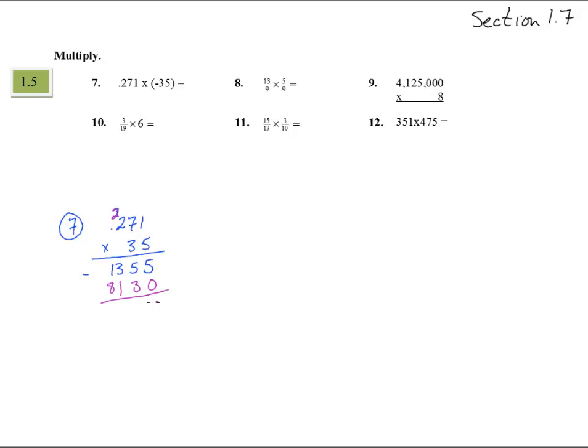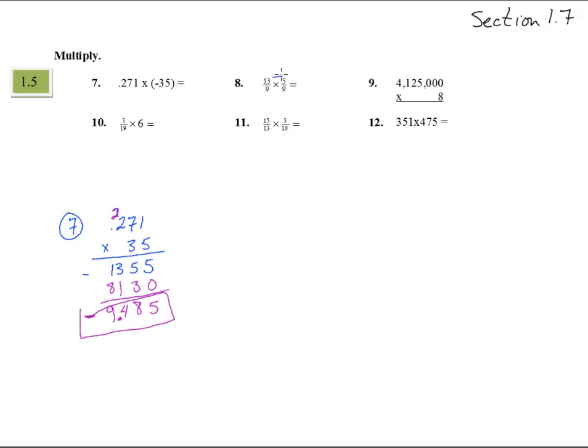Add these up, we get 5, 8, 4, 9. And remember, this is negative. And we have 1, 2, 3 decimal places. So negative 9.485. Okay, number 8.